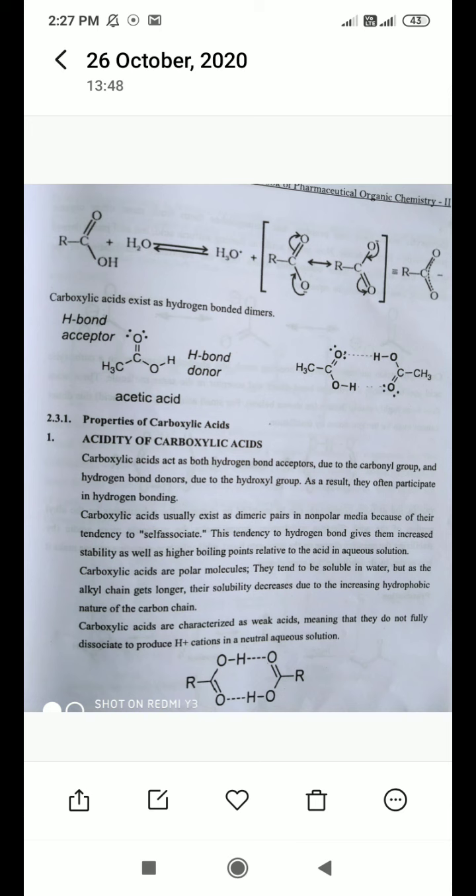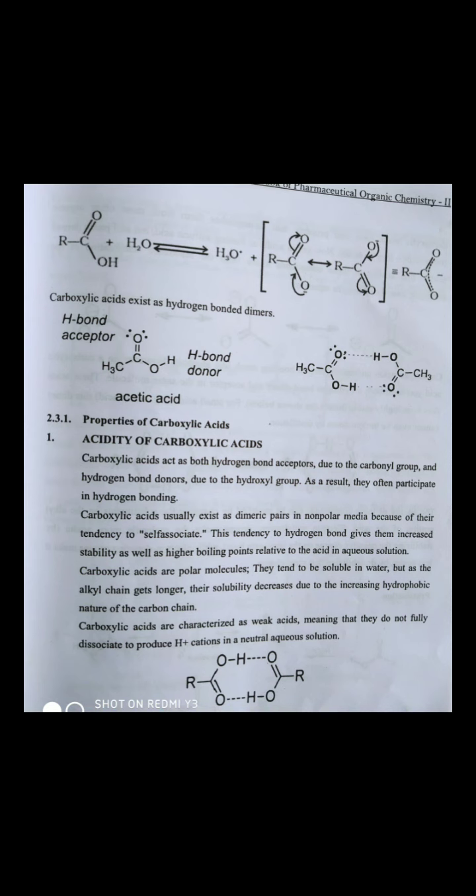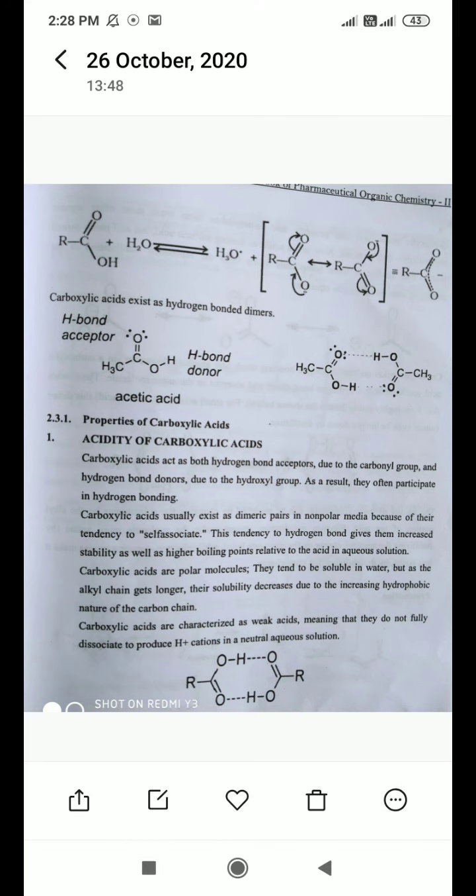Now next, carboxylic acids are polar molecules. They tend to be soluble in water, but as the alkyl chain gets longer, their solubility decreases due to the increasing hydrophobic nature of the carbon chain. Now, carboxylic acids are polar molecules.